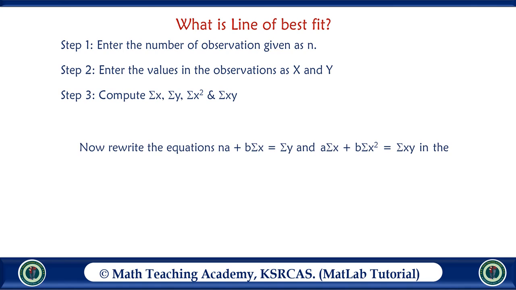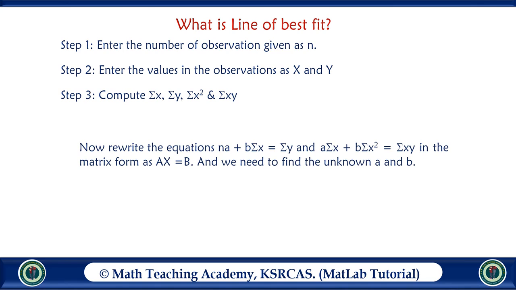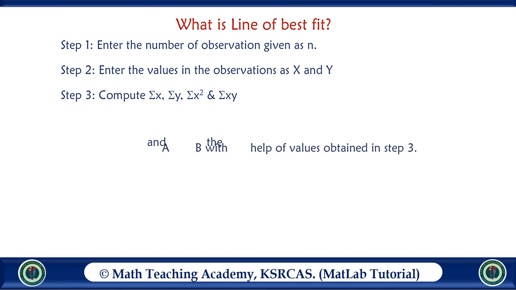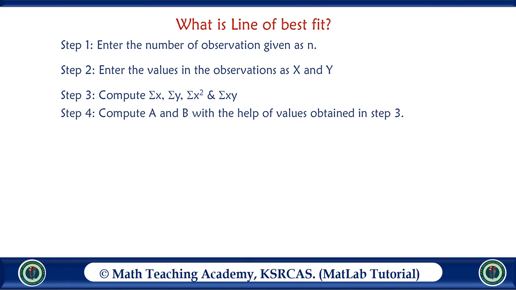Now rewrite the equations na plus b summation x equal to summation y and a summation x plus b summation x squared is equal to summation xy in the matrix form as AX equal to B. And we need to find the unknowns small a and small b. To find the unknowns small a and small b, solve the equations AX equal to B. So this is the solution of simultaneous linear equations. So first off, compute capital A and capital B with the help of the values obtained in step 3. Step 4, compute capital A and capital B with the help of the values obtained in step 3.